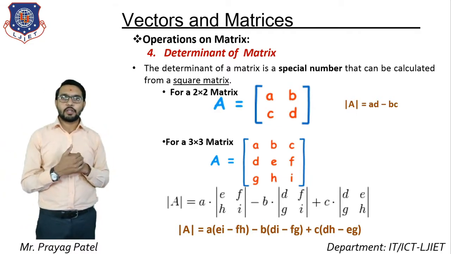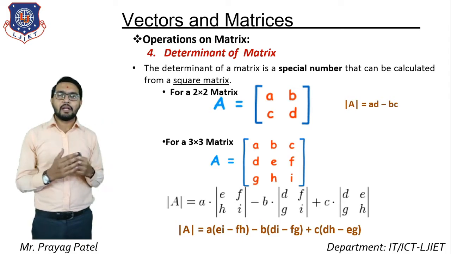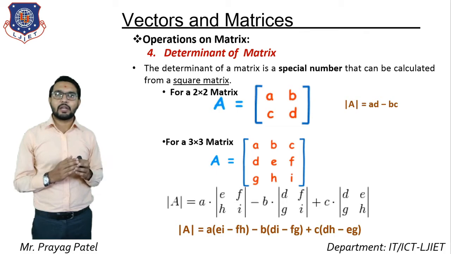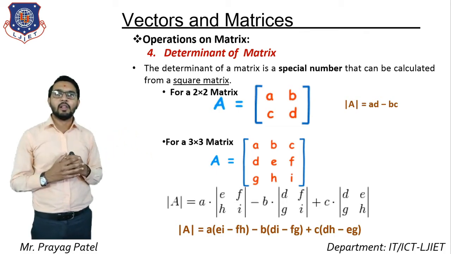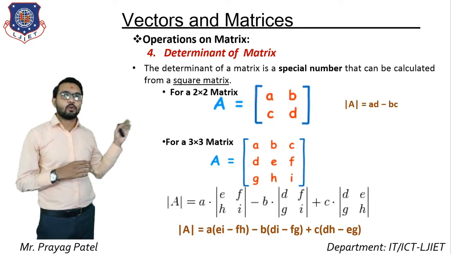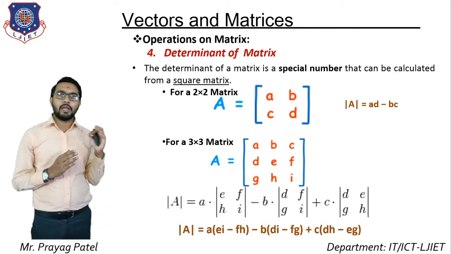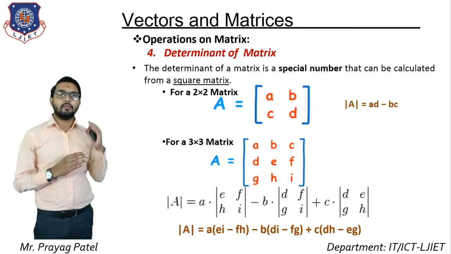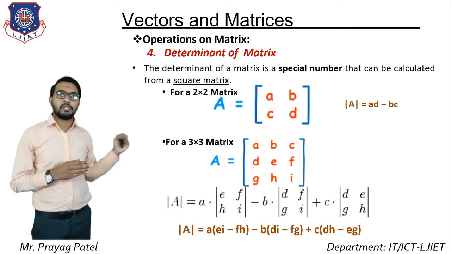Now the fourth operation on a matrix is finding the determinant of a matrix. The determinant of a matrix is a special number that can be calculated from a square matrix. So for a square matrix, you can find the determinant. Consider first a 2 cross 2 matrix. In the 2 cross 2 matrix A, the given components are A, B, C, D. So the determinant of matrix A equals the main diagonal product minus the second diagonal product, which means AD minus BC.